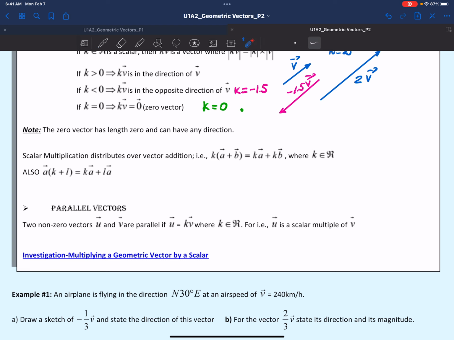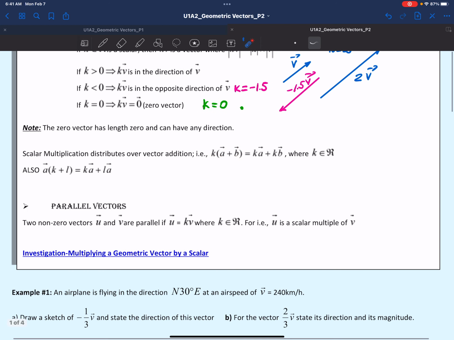Now, let's take a look at the properties, which are again quite intuitive and very similar to what we do with polynomials. So if you have some scalar k multiplying the sum of two vectors, then the answer will be ka plus kb, where k again is a real number, a and b are vectors. Also, if we have a vector multiplied by the sum of two numbers, that would be vector a times the first scalar plus vector a times the second scalar.